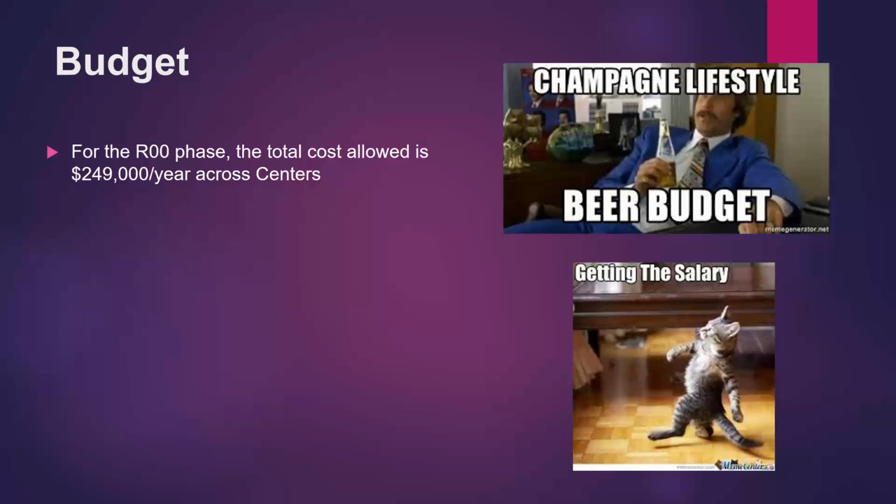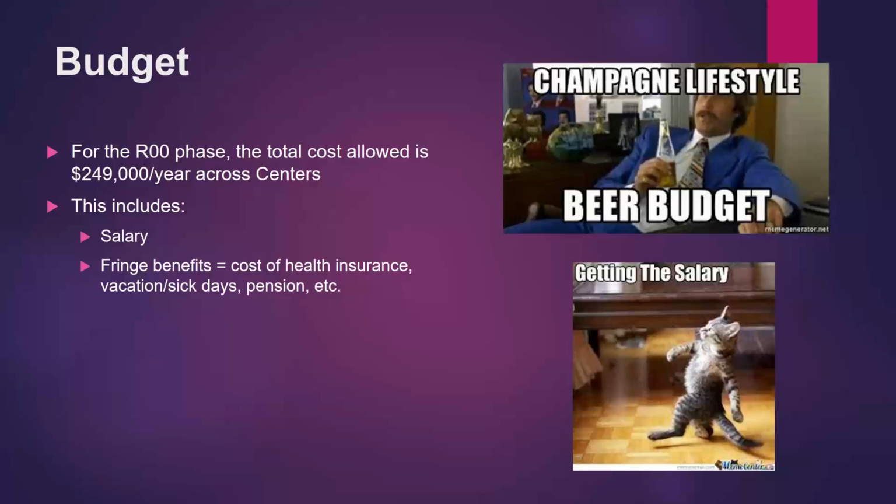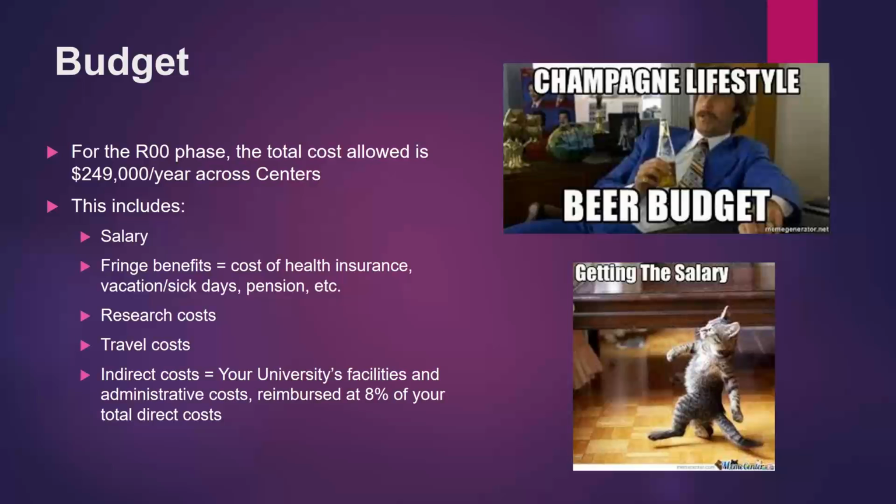So for the R00 phase, the total cost allowed is $249K a year across centers. This amount includes your salary, your fringe benefits, which is comprised of the cost of your health insurance, vacation, sick days, and pension, research costs, travel costs, and indirect costs. So your university's facilities and administrative costs are reimbursed at 8% of your total direct costs. And if you're like, what does that mean? We're going to go through an example in terms of calculating these indirect costs.